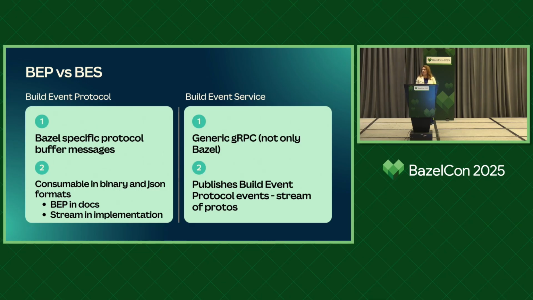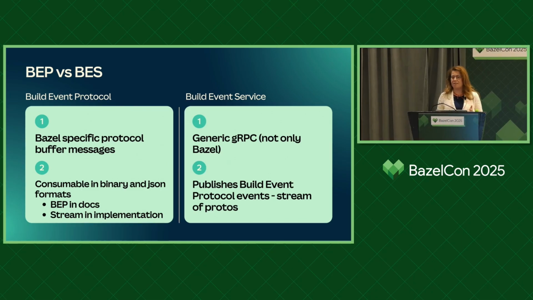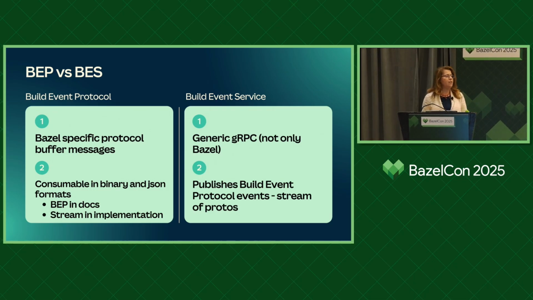You may be familiar with the terms BEP and BES. So to add to confusion, the BEP implementation actually has a term called build event stream, which is not to be confused with build event service. So build event service protocol is a generic gRPC service for publishing build events. The BES protocol is independent of the BEP, and it treats BEP events as opaque bytes. Internally at Google, BES is used not just for Bazel events, and also if you're working with other build systems, that may be a way to ship events to your other internal analytics tools.